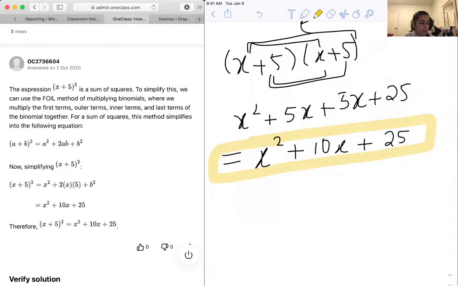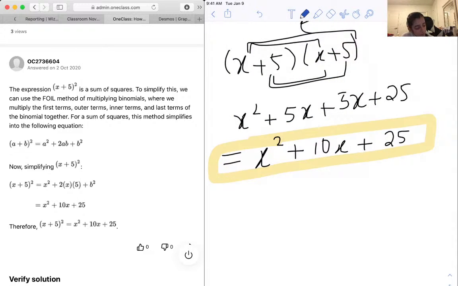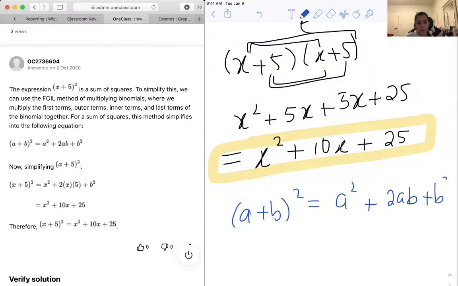You can also use this method, just keep this in mind: (a plus b) squared is equal to a squared plus 2ab plus b squared.